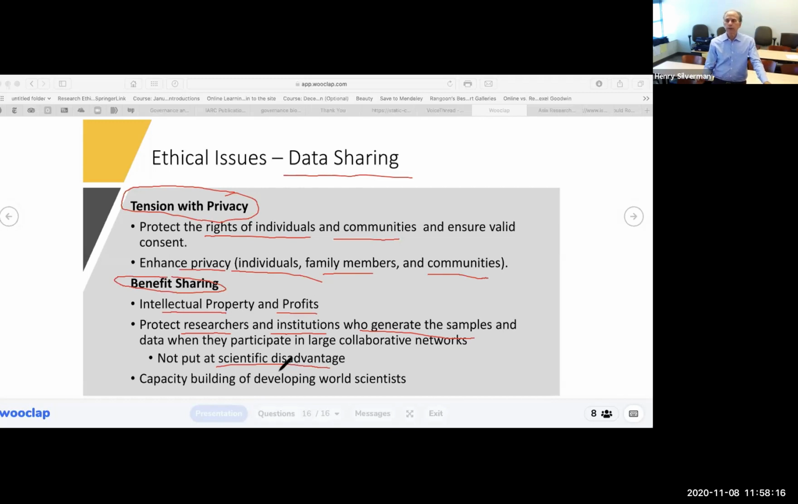And what about, one of the reasons why it's almost like a one-way flow of data from countries who don't have the technology to analyze the data, you give it to the high-income countries. So should there be on the table the issue of capacity building of developing world scientists so that one day you can analyze the data set yourself? So should that also be on the table in terms of benefit sharing?